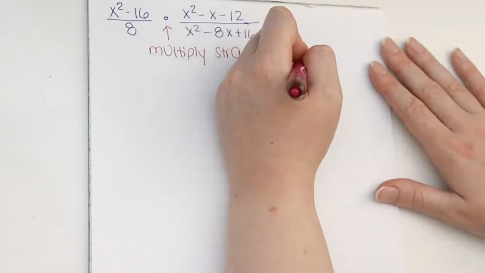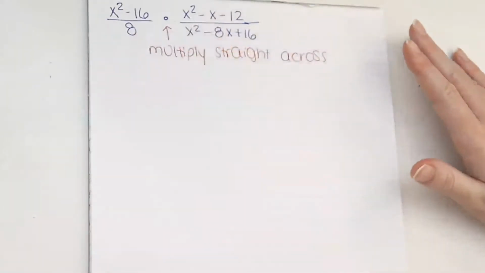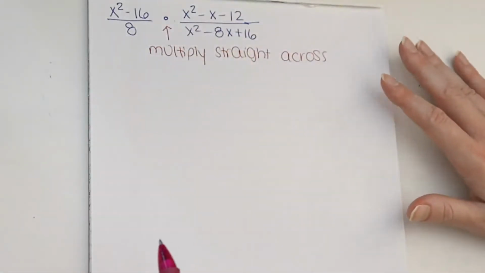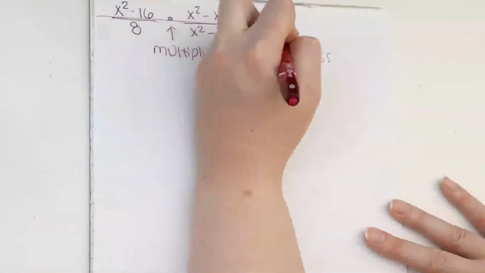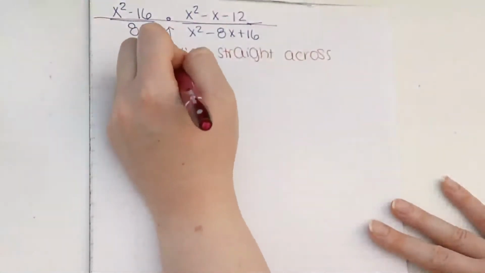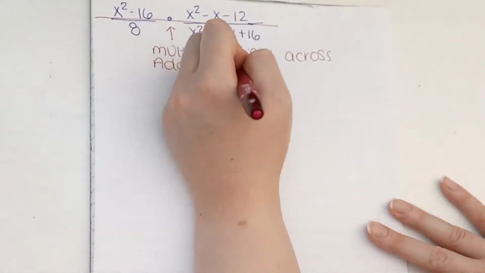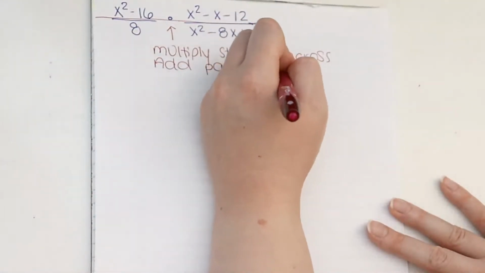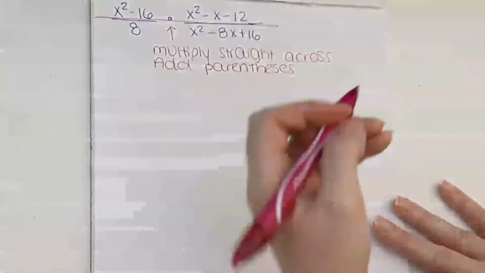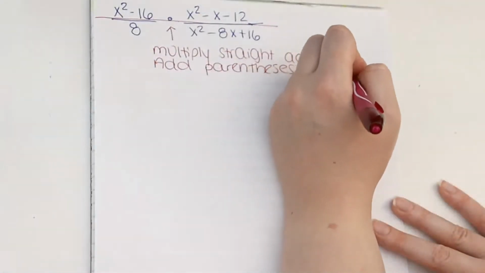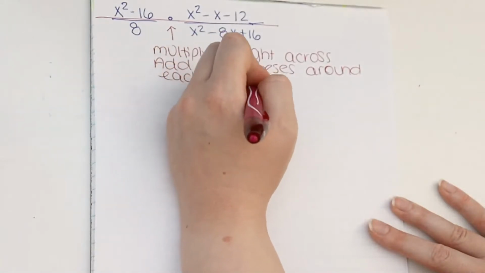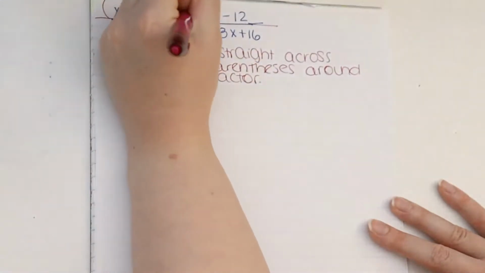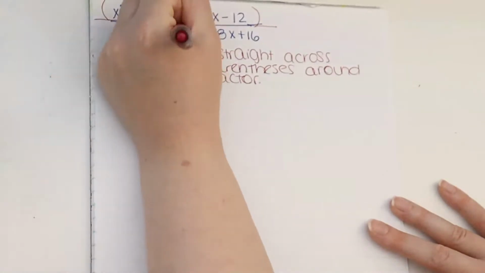across. Okay, so when we say we multiply straight across, basically what you're going to do is you're going to make it one big fraction, and you're going to add parentheses around each of those factors. Okay, so this is going to be parentheses, parentheses, parentheses, parentheses.